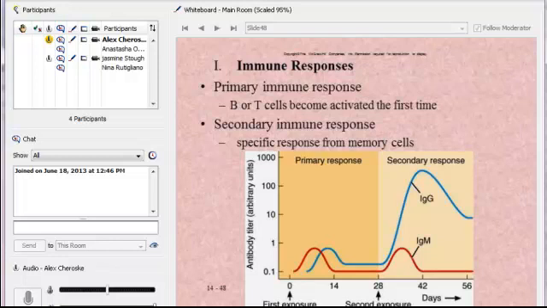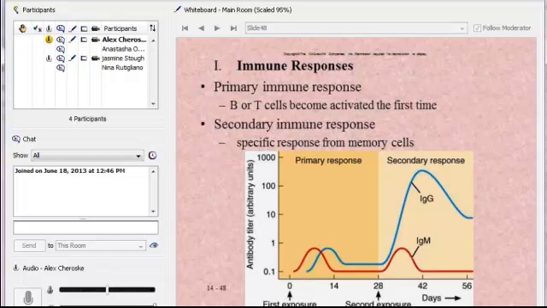Okay. So this slide right here, you wouldn't have to do anything like read a graph or anything like that. But what it's showing you is that the x-axis shows time in days, and the y-axis shows antibody titer. And that's how many antibodies are in a particular fluid.